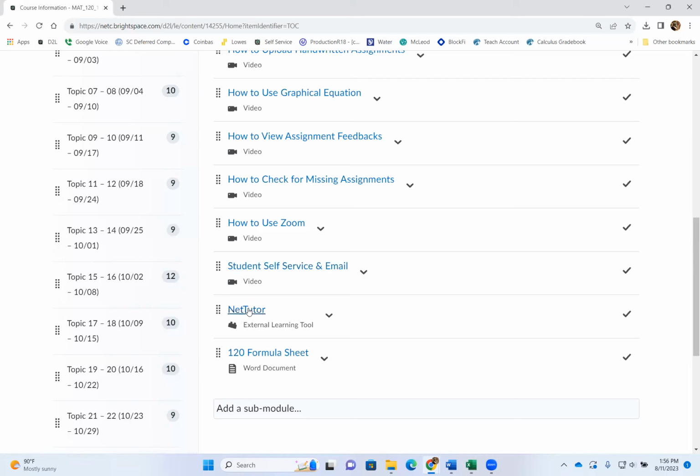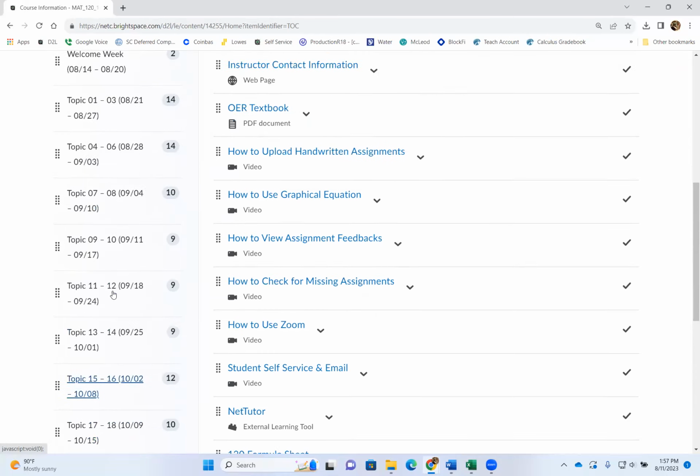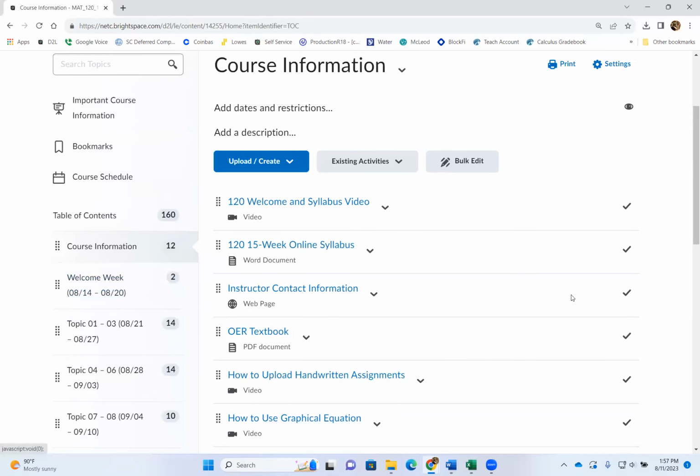NetTutor is our online tutoring service. If for some reason you cannot get up with me to ask me questions, you can always set up appointments with NetTutor. They have a live tutor that can assist you. All right, later in the semester, we will actually use the formula sheet. So here it is. Let's go over the syllabus real quick.